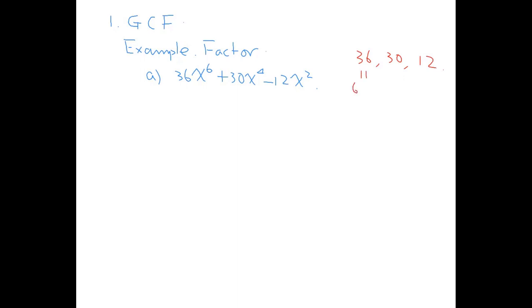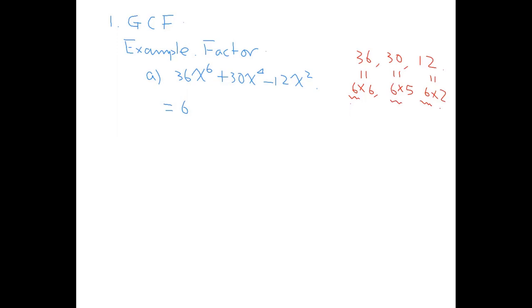You have 6 times 6, that's 36, and 30 is 6 times 5. Then you have 12, which is 6 times 2. Okay, this is the largest number that is a factor of all these three. So we first factor 6 out.